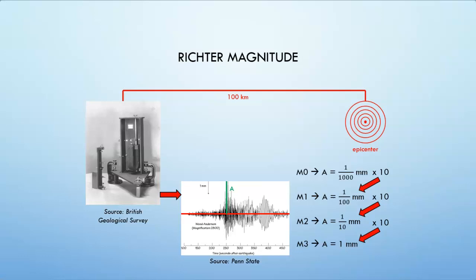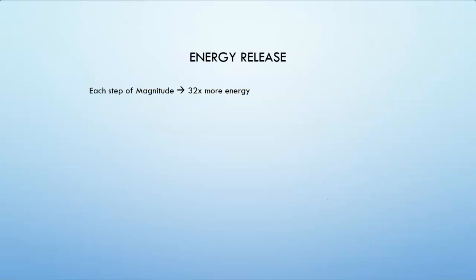A magnitude 6 has 100 times more movement of that needle than a magnitude 4. Additionally, each unit of increase in Richter magnitude is about 32 times more energy released. So, if we calculated energy release and used the magnitudes in the previous example, a magnitude 5 earthquake has 32 times more energy release than a magnitude 4. A magnitude 6 releases 1,024 times more energy than a magnitude 4, which is 32 times 32.